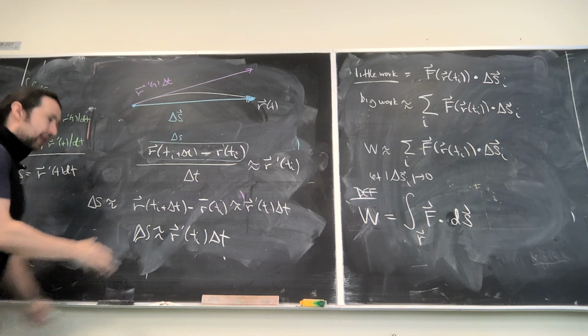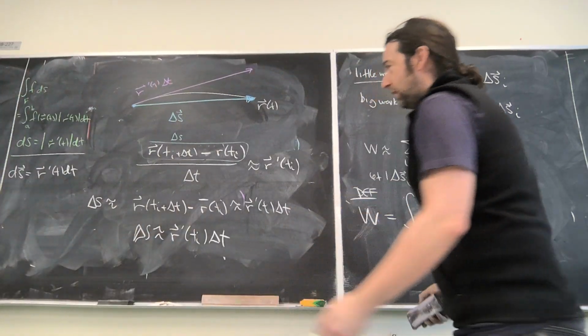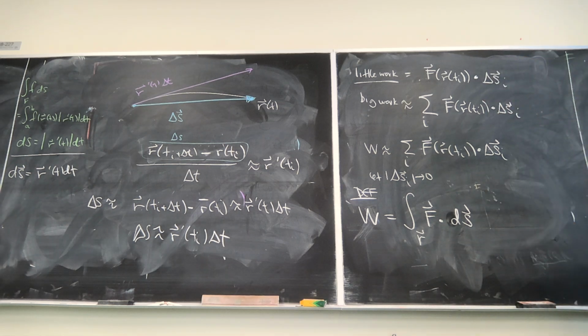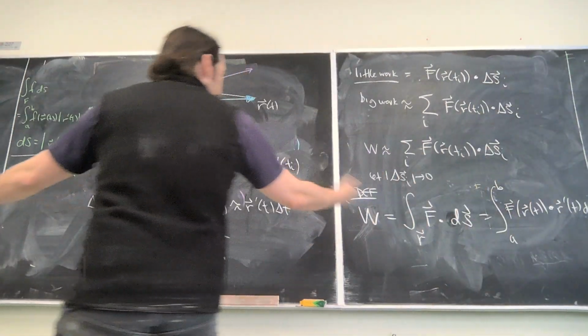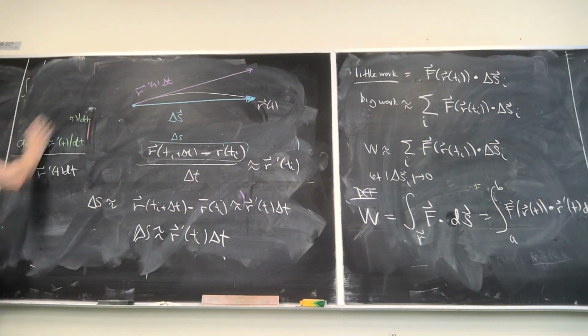All right, so that's an awful lot of abstract theory. And the point is, when you're done with it, what you get is the computational formula for this: the integral from a to b of F of r of t dotted with r prime of t dt. That is our computational formula for line integrals. Okay, so all of this bloviating aside, what do you actually need to know?